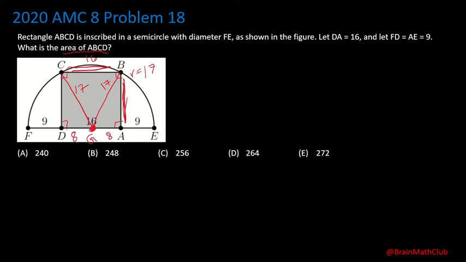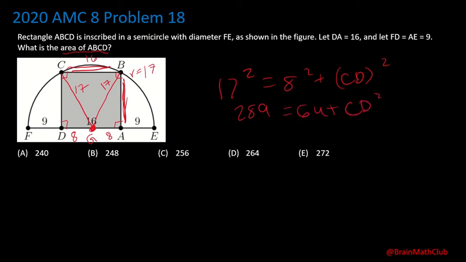So now, using Pythagoras, I know that 17 squared is equal to 8 squared plus, let's just say, CD squared. Now I can solve this. 289 is 64 plus CD squared. Now let's subtract. 225 is equal to CD squared. Now I can take the square root of CD squared. CD is equal to 15. Now, I know some of you might say, well, if you square it, you can get positive and negative 15. Well, when we're using lengths, of course, it's positive. So CD is 15.